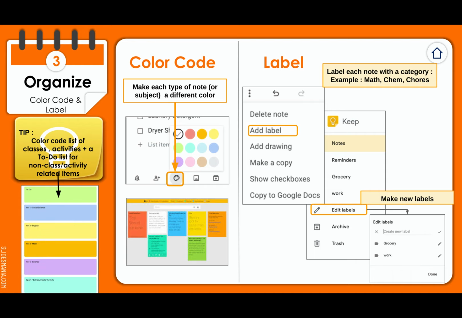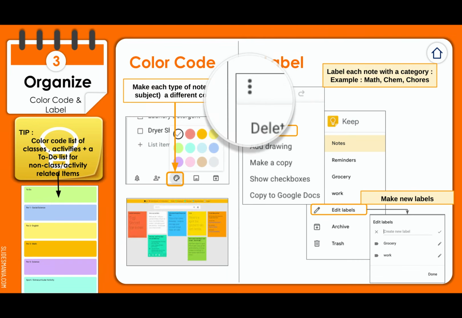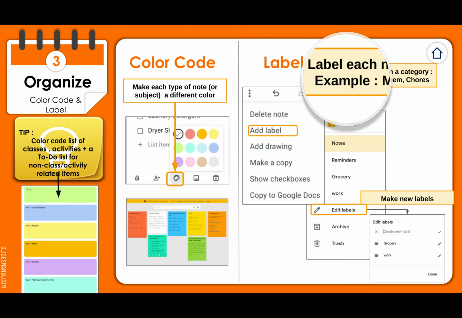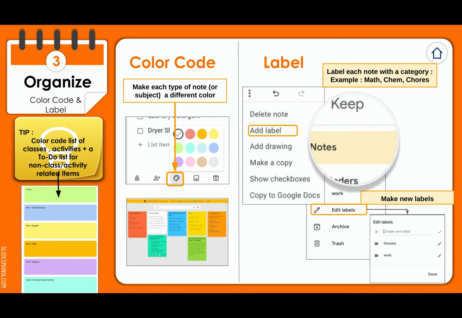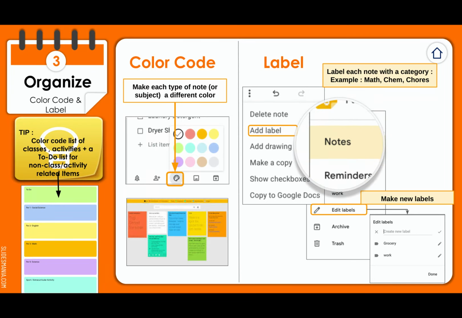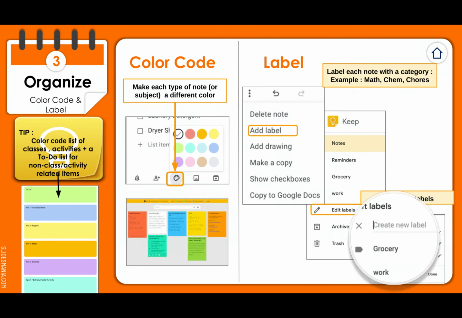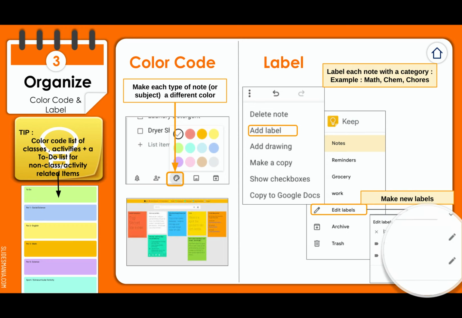Another way to organize your list is using labels. So when you click the triple dots in a note, you can add a label. And you can label notes, for example, with a category like math, chemistry, chores. On the left side of your Google Keep on your Chromebook, you see a little sidebar menu. You also see what says edit labels. So in edit labels, I can create a new label, and I can also see my other ones. I can edit them by clicking on the pencil icon, and then I can click done.